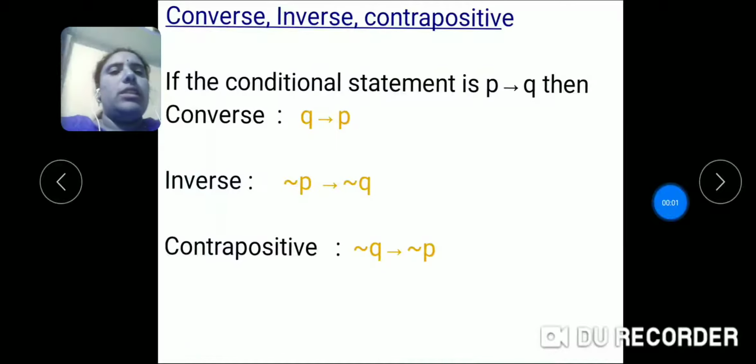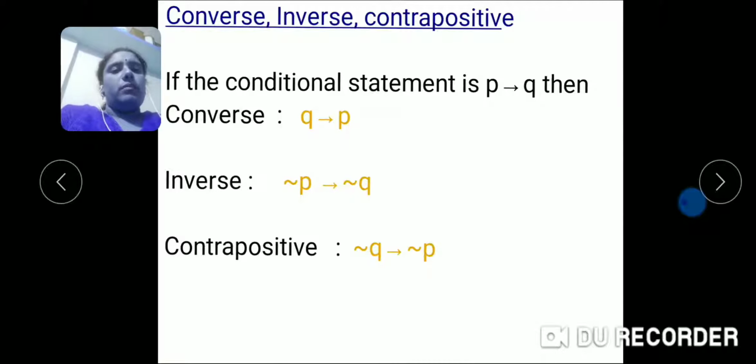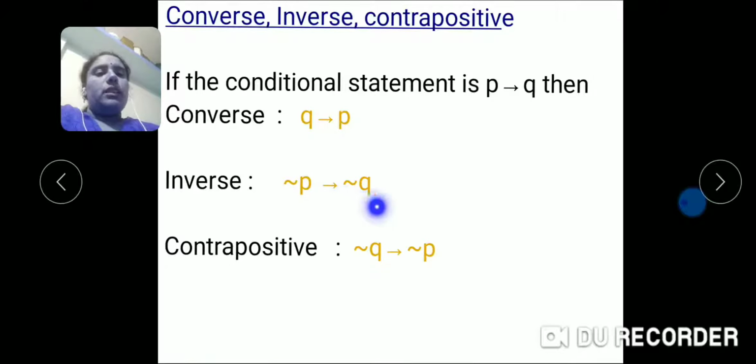Today we have to study the converse, inverse and contrapositive of the compound statement. If the conditional statement is P implies Q, then its converse statement is Q implies P. Inverse is negation of P implies negation of Q, and contrapositive is negation of Q implies negation of P. We have to write the converse, inverse and contrapositive statement of the conditional statement only.